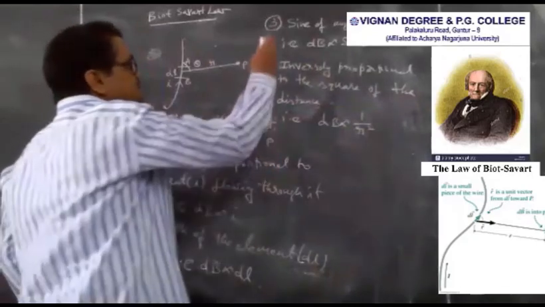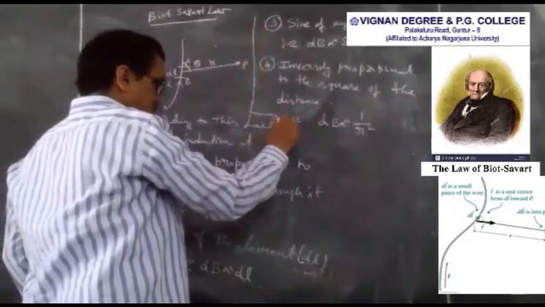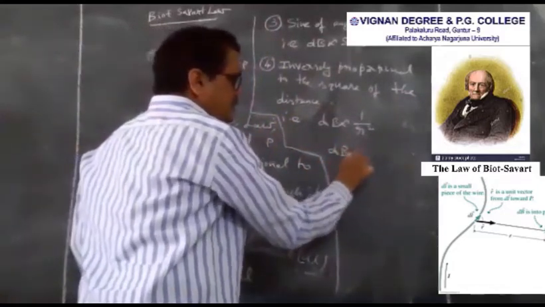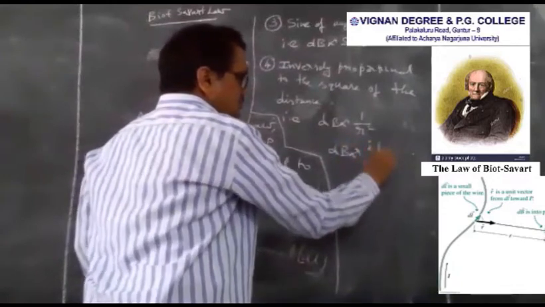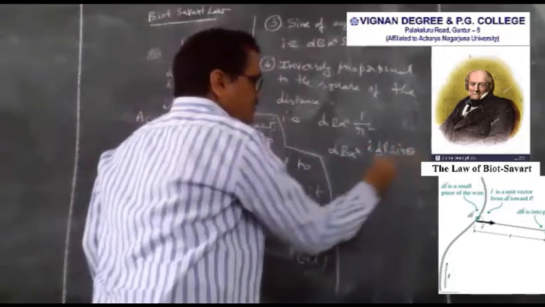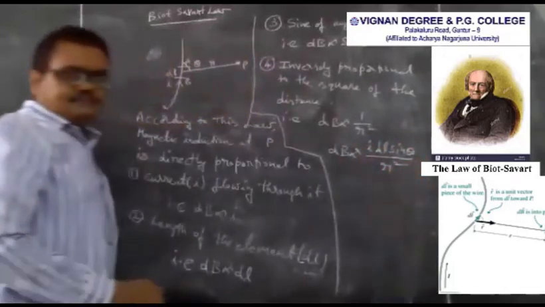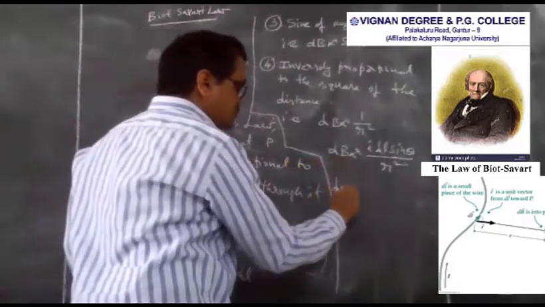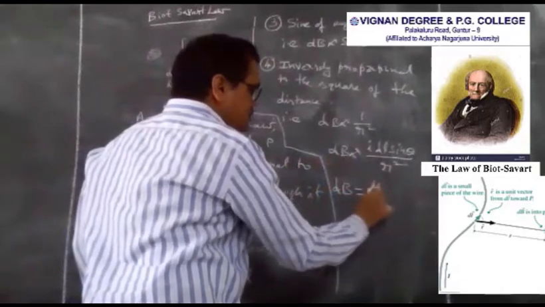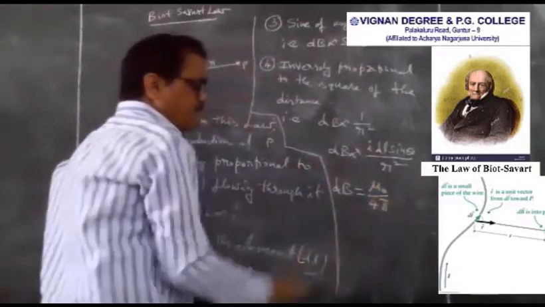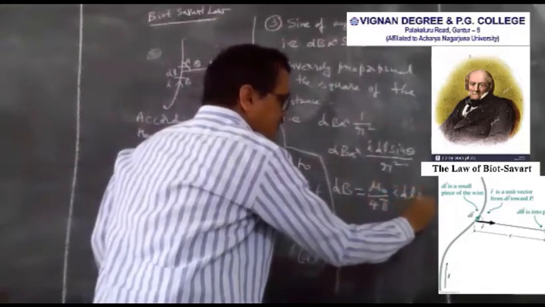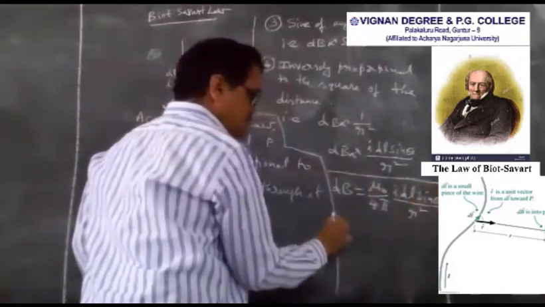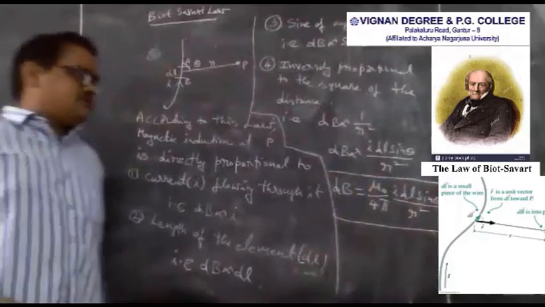By combining these four, we get dB proportional to I dl sine theta by r square. Replacing this proportionality with a constant, we get dB is equal to mu naught by 4 pi into I dl sine theta by r square. This is Biot-Savart law.